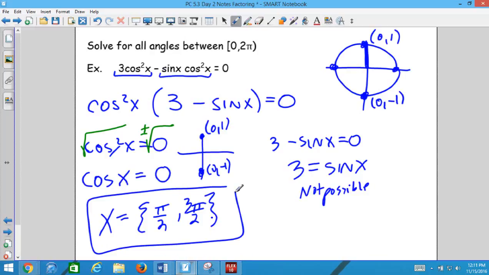Jake, question? It says 3 minus sin x, so this is negative or something. Well, we added sin x to both sides, just to move it. You could have subtracted the 3 and then had both sides be negative, then you have to divide by negative. Okay? Next one.